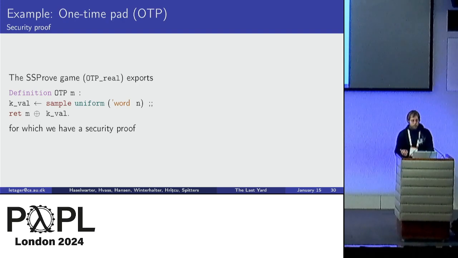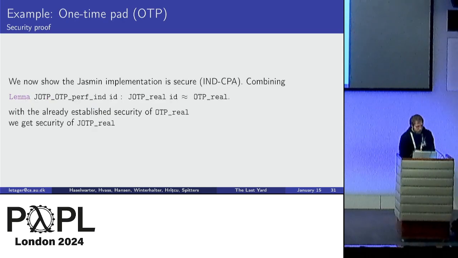We already have a proof that this one-time pad for SS-proof is secure because it's equal to an idealized implementation. So if we can just show equality to the actual implementation here, then we get the security properties we want for the Jasmine implementation. So that's what we do. We combine the first equality with the second equality, and then we get NCPA security for the combination. So that's what we're using this game hopping to actually accomplish.